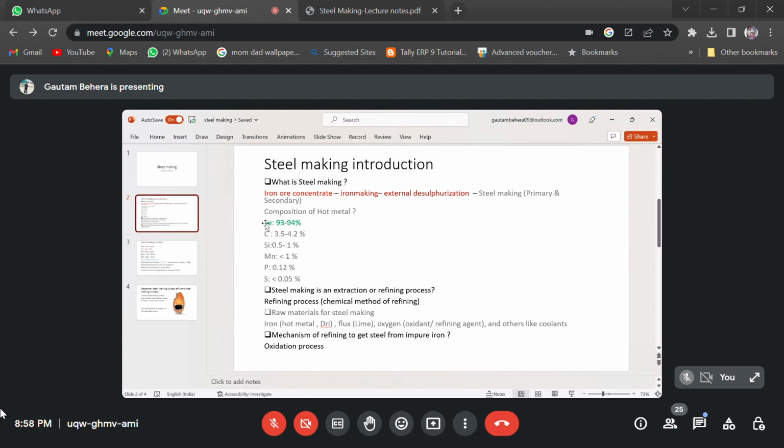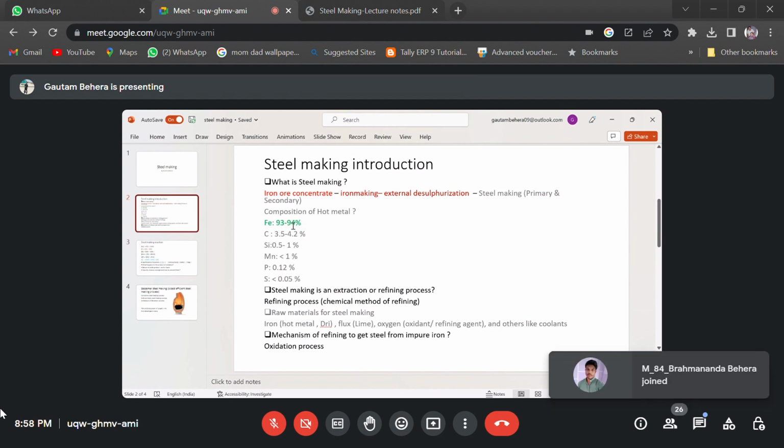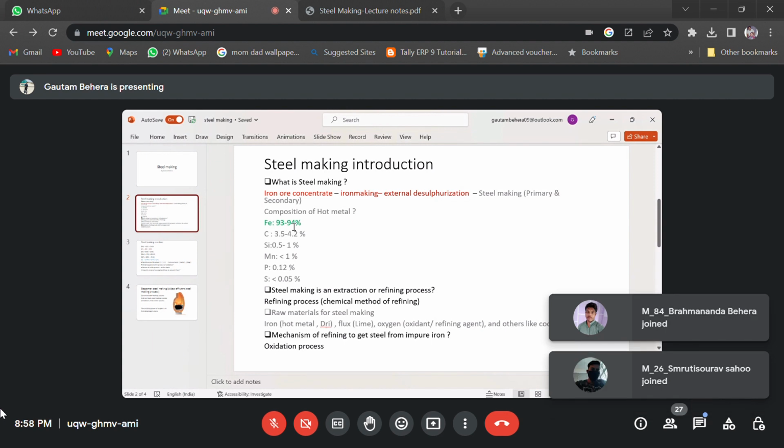So you can see iron is the base substance, and carbon, silicon, manganese, phosphorus, sulfur are alloying elements, as well as you can say impurity elements. Fine. So basically, we have 93 to 94% iron, and the others are considered as impurities right now. You can consider them as impurities right now, right? Because they are in a significant amount.